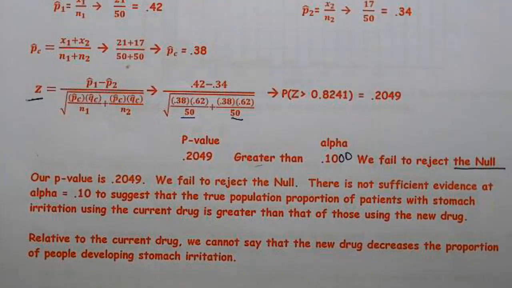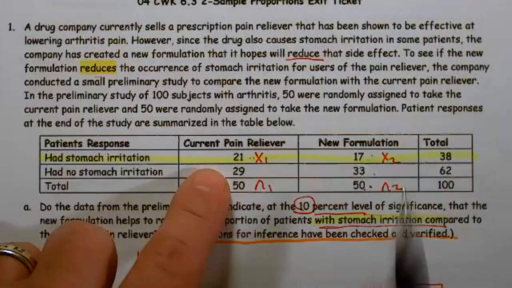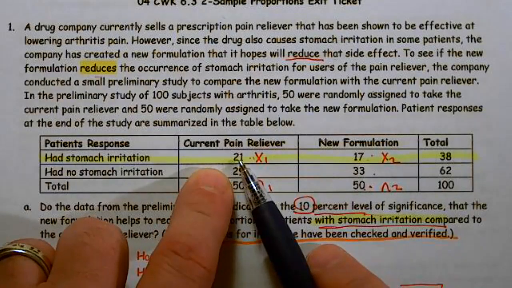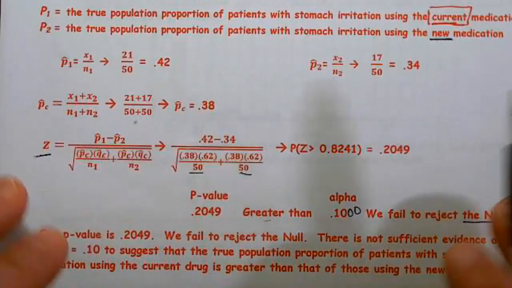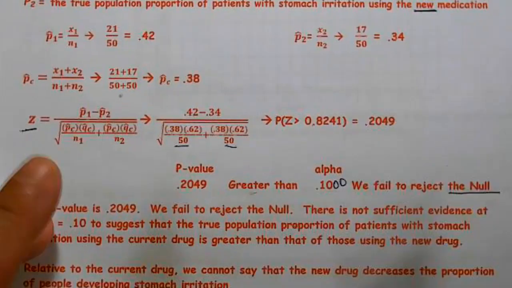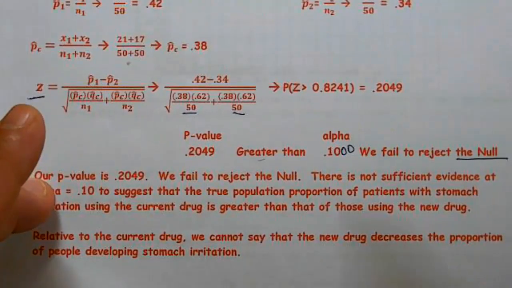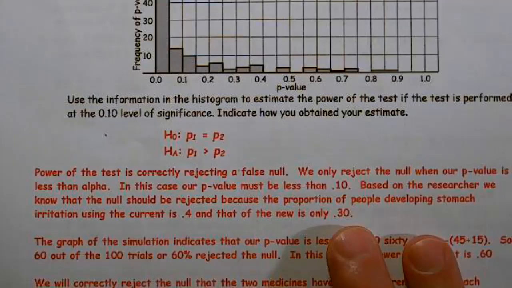All right. Obviously, we look at this and go, you know what? 34%, that's fewer than 42%. Or we can sit there and go, you know what? 17 out of 50, that's a smaller fraction than 21 out of 50. So there was a reduction, but it's not enough to be considered statistically significant. So we cannot say that the new drug decreases the proportion of people. Although we have some evidence, we don't have enough to say that there is enough.